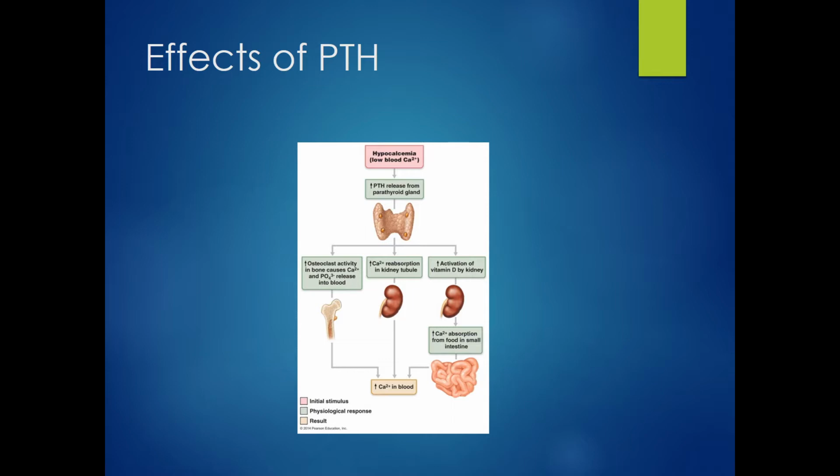The primary one, oops, I'm trying to get my cursor back, is an increase in osteoclast activity. So what the osteoclasts are going to do is remove the calcium phosphate from the bone, put it back into the bloodstream to increase blood calcium levels. We also can send the PTH to the proximal convoluted tubule and increase calcium reabsorption.